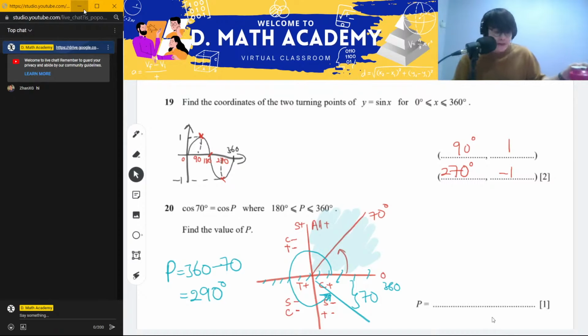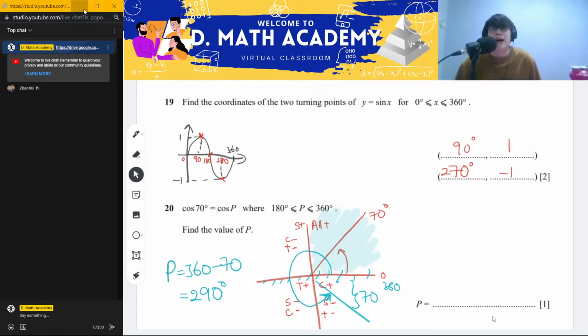Yes, Fazana, just by taking 360 minus 70, then you get 290. So if you wanted to double check, you can key in cosine 70, then you get 0.342. And then you can try keying in cosine 290. You also get 0.342 there. That's how you get your answers.